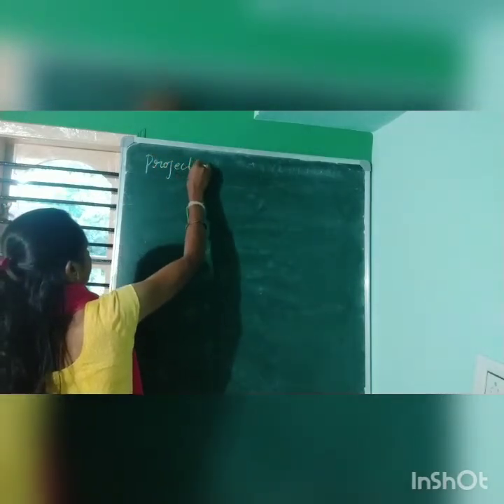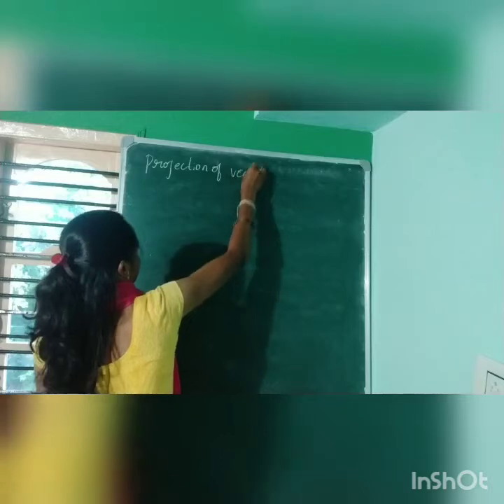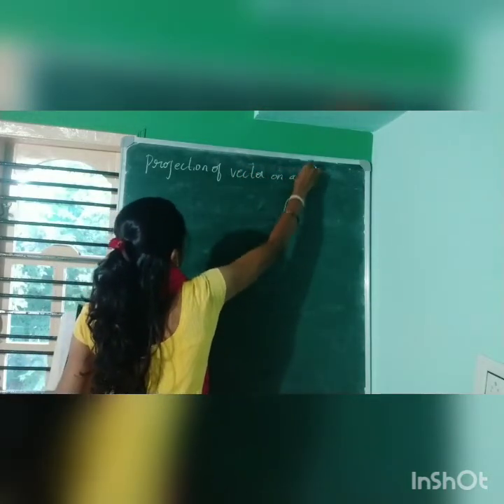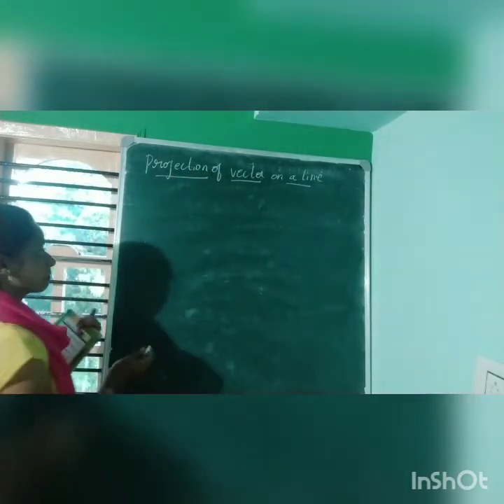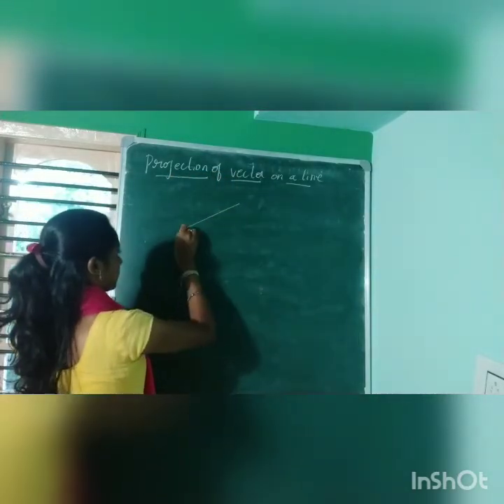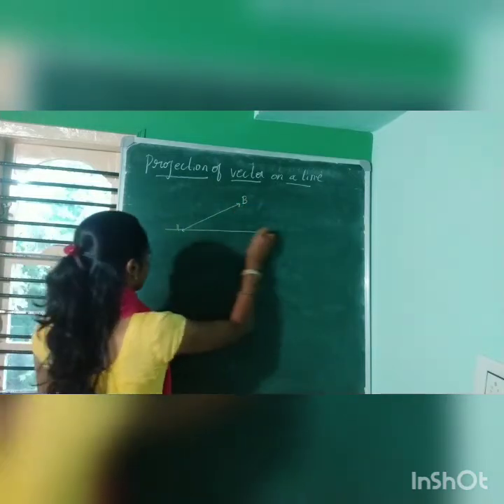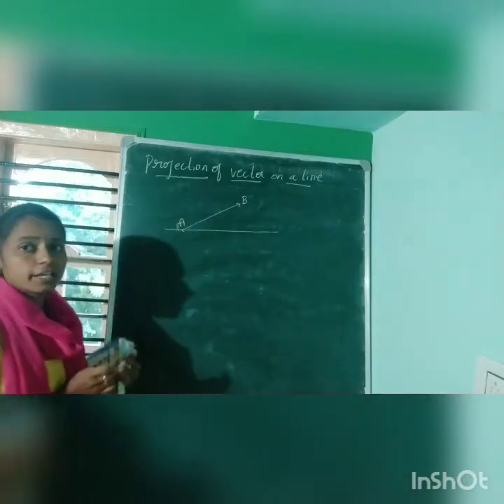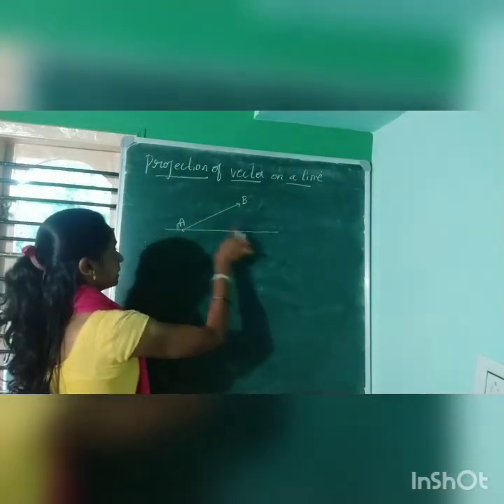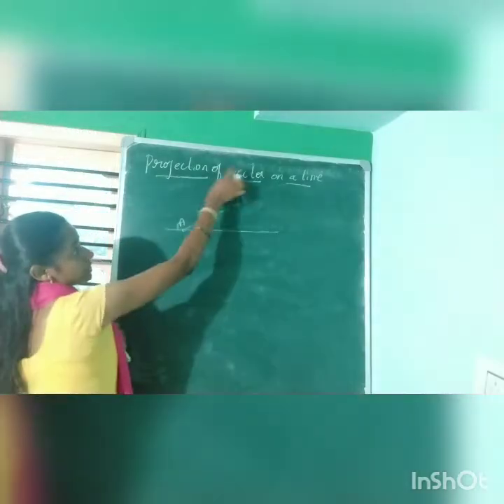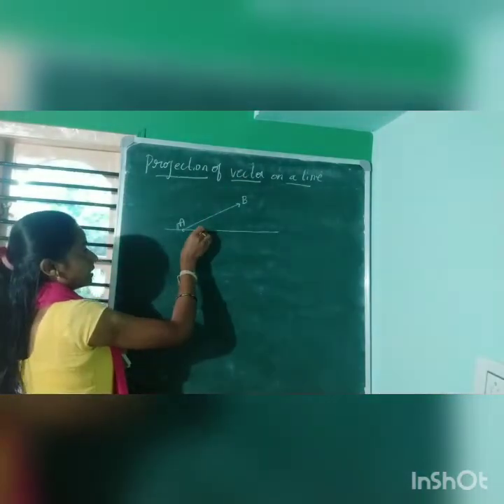So projection of a vector on a line. Okay, it's nothing but, there is a vector. I'll just take it, that is A and B, which is on the line. Now, on this line, there is a vector. Then the projection of this vector on the line will be at an angle theta.